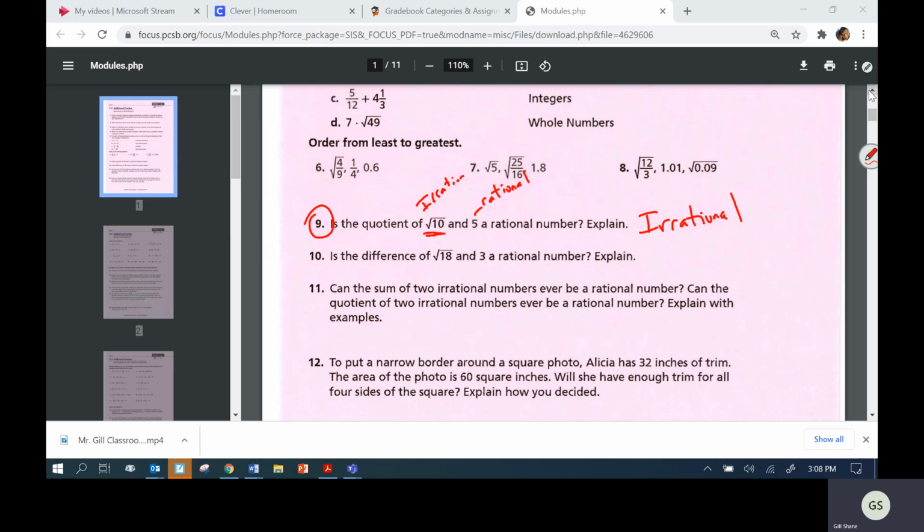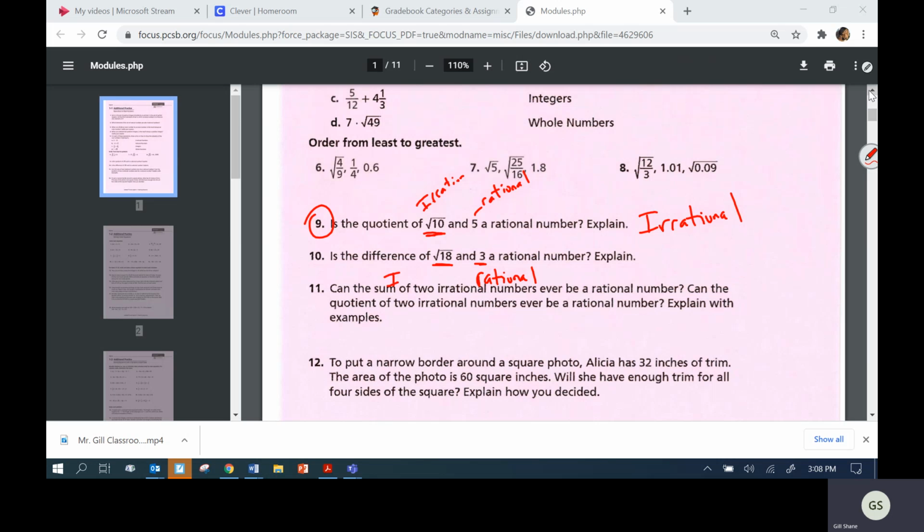Well, again, down here, let's look at this. Square root of 18 and 3. Well, we know 3 is rational because it's just a regular old integer. Square root of 18, is there anything I can do to that? Well, no, not really. Square root of 25 would be 5. That doesn't help us. Square root of 16 would be 4. But the square root of 18 is in between. It's nothing. It's just an irrational number.